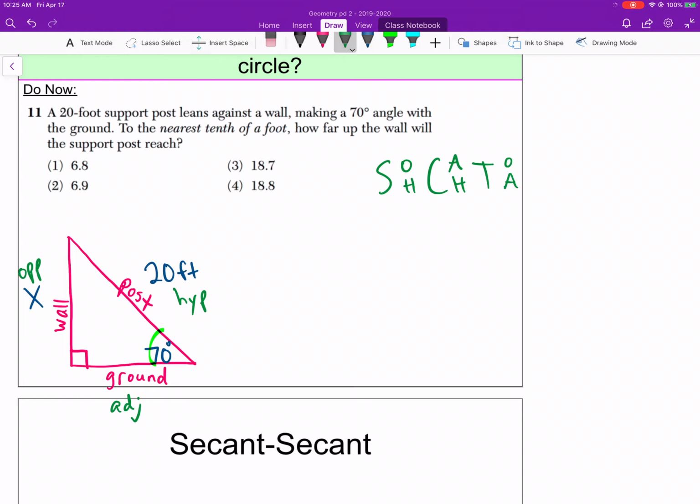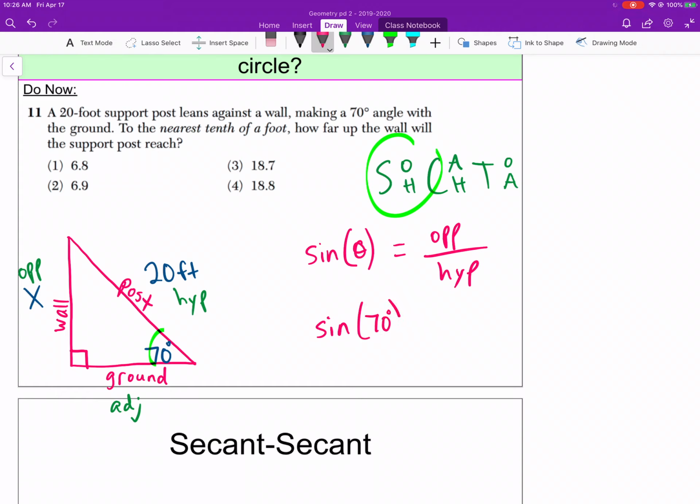So now remember, we have to pick, is it sine, cosine, or tangent? Based on this angle, we have to say, all right, what are we given and what are we looking for? We're given the hypotenuse and we're looking for the opposite, so that tells us we're working with sine. Just remember that sine of some angle theta is equal to the opposite side over the hypotenuse. All right, substitute what we have. Sine of the 70-degree angle is equal to the opposite side, which is our unknown, over 20, the hypotenuse.